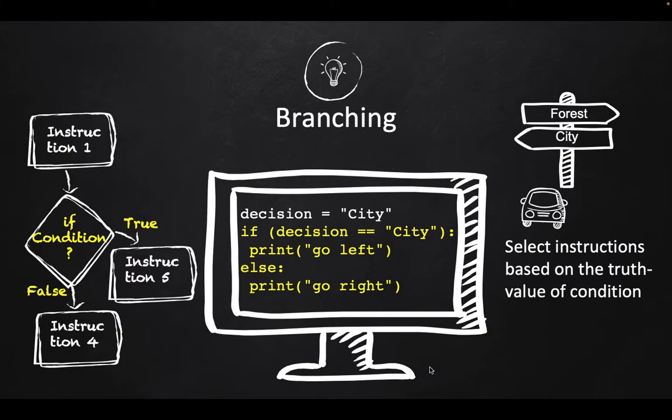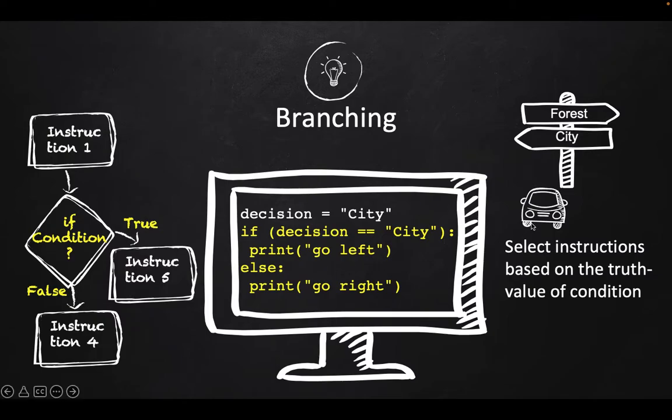The next control structure is a branch control structure, where the instruction set that will be executed in a program is chosen based on the truth value of a condition. If the condition or a comparison is evaluated to true, then some instruction set of the program is executed. If the condition is evaluated to false, then some other instruction set of the program is executed. That's all about branching.